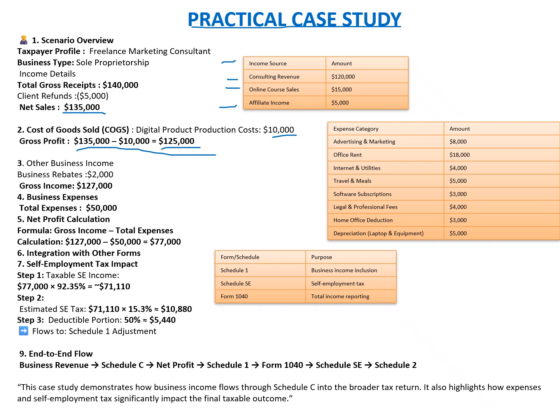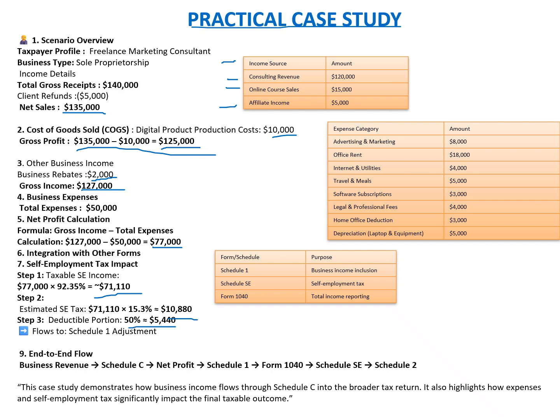Then we have the list of the expenses here. Before that, let's assume that there is an additional income of 2,000. So gross income is 125 plus 2, which is 127. The sum of all the business expenses is 50,000. So net profit is 127 minus 50, which is 77,000. Then we have to apply the self-employment tax. We'll apply 92.35% of 77,000, which is 71,110. We'll apply the SE tax, which is 15.3% of 71,110, which is 10,880, and the deductible portion is 50%, which is 5,440.